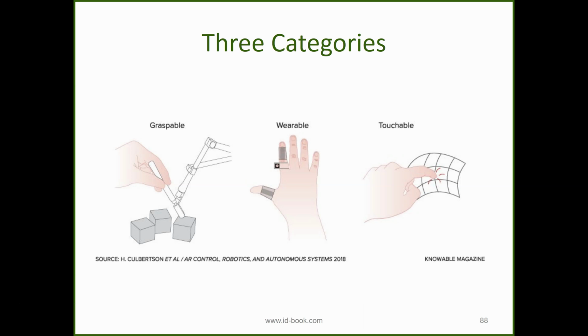Wearable haptic interfaces, on the other hand, usually rely on tactile sensations, such as pressure, friction, or temperature, that are mediated by nerves in the skin. A variety of experimental devices are worn on the finger, pressing against the finger pad. The final category of devices are touchable interfaces, such as smartphone screens that might create a sensation, for example, a little bump when you click on an app.